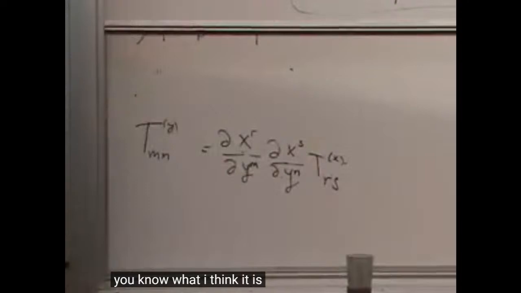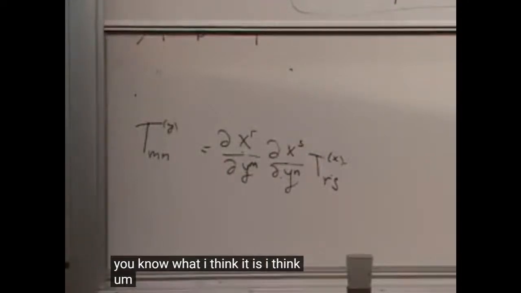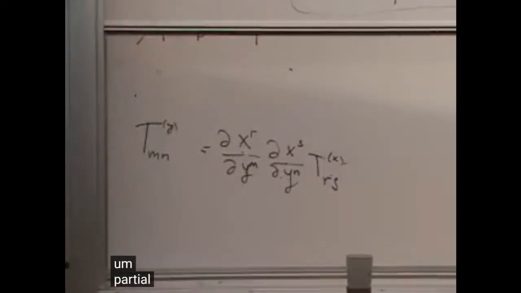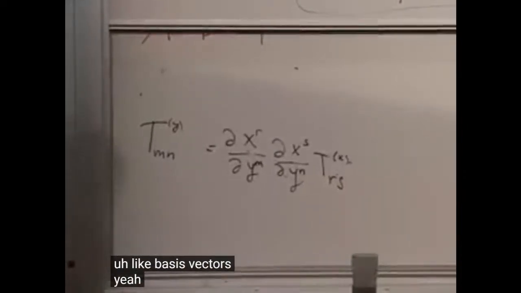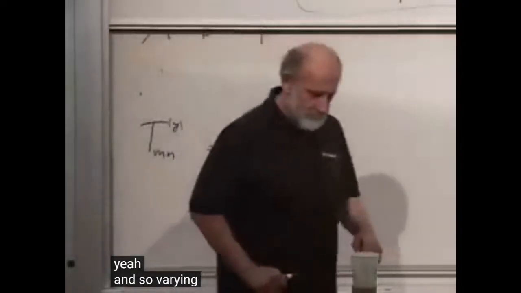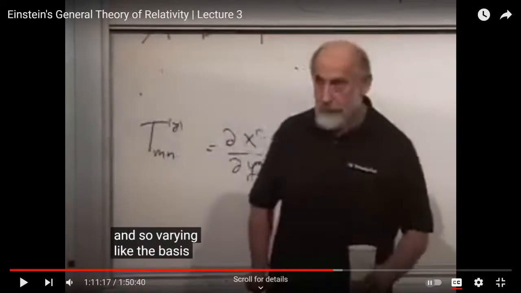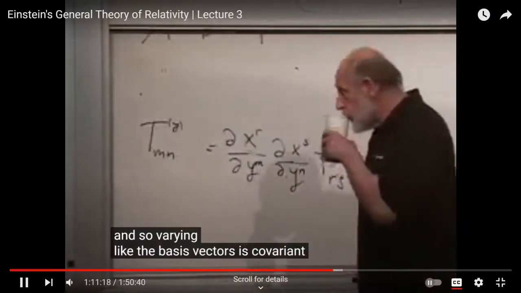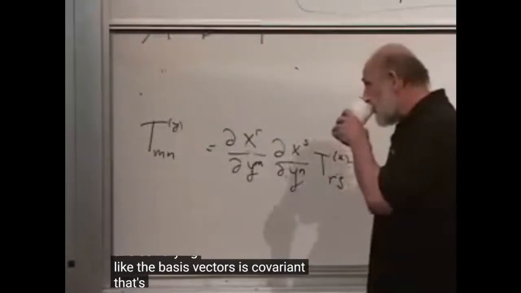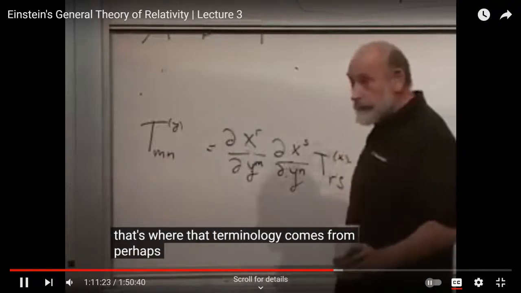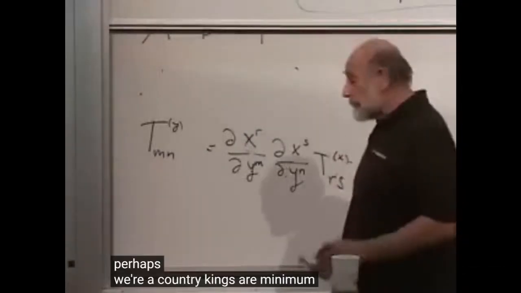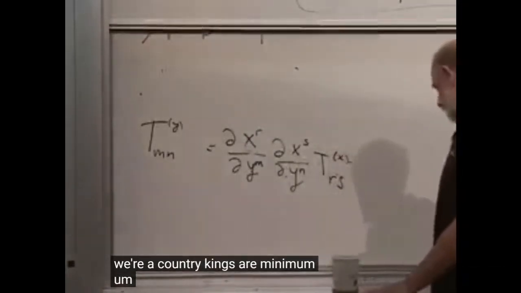You know what it is? Yeah. I think partial derivatives are in some sense like basis vectors. They are. And so varying basis vectors is covariant. That's where that terminology comes from. Okay, that guy knows everything apparently, because I have no idea what's going on. Perhaps. Where the contra came from, I don't know.